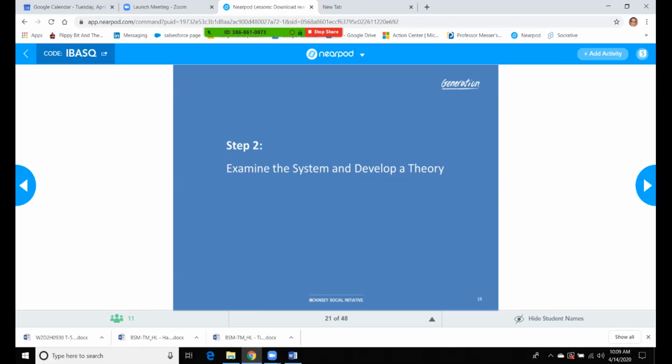Step 2, examine the system and develop a theory. So once you have interviewed the client, ensure that the data is safe, right? So I stopped freaking out about the actual issue of the backup. Now I'm examining the system and developing myself a theory. What does it mean for you to develop a theory?